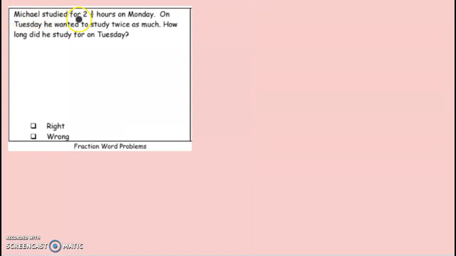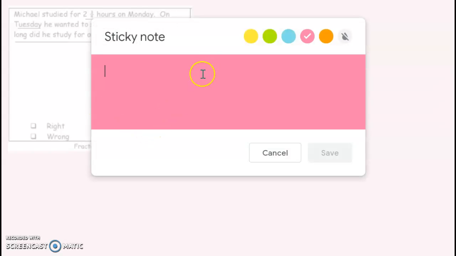Okay, Michael studied for 2 3/4 hours on Monday. On Tuesday, he wanted to study twice as much. How long did he study for on Tuesday? So our goal is to find out how many hours he studied on Tuesday. So let's write that down.